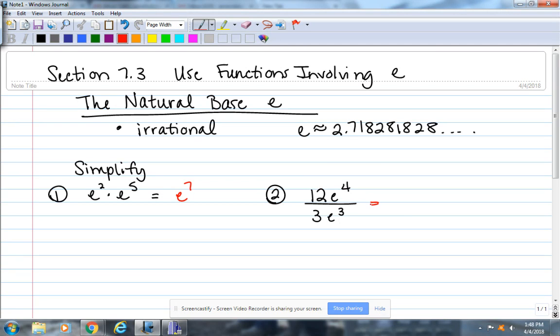Good job. So what is 12 divided by 3? 4. So you divide the numbers. And for the e's, they're just a base. You subtract the exponents. And what is 4 minus 3? It's just 1, right? So it's e to the 1st power. So you can just leave it 4e. So it's 4 times that 2.71 number. But just leave it 4e because that's the exact answer.